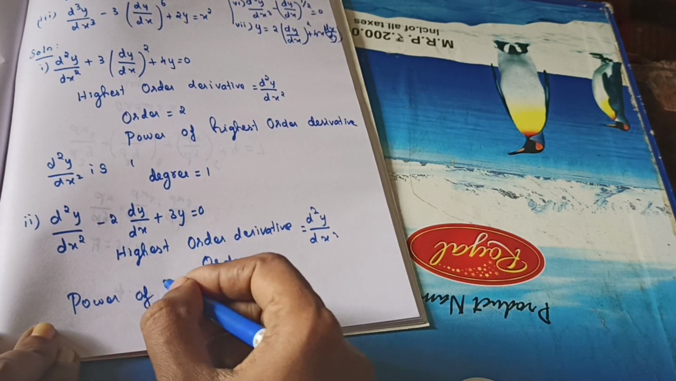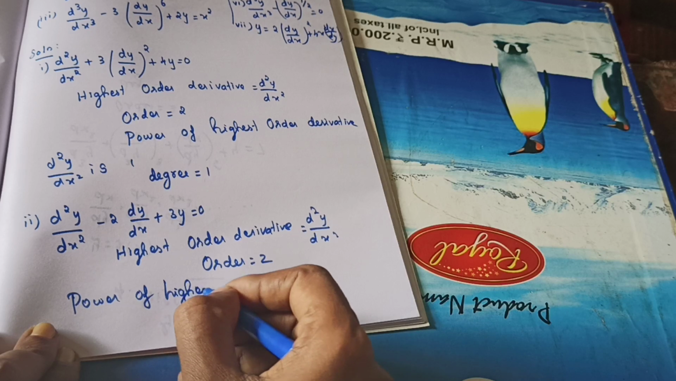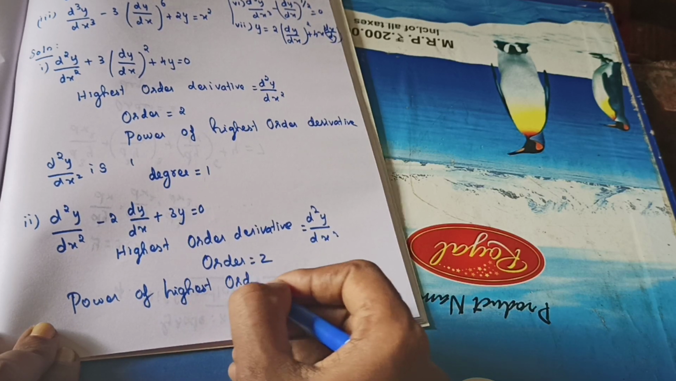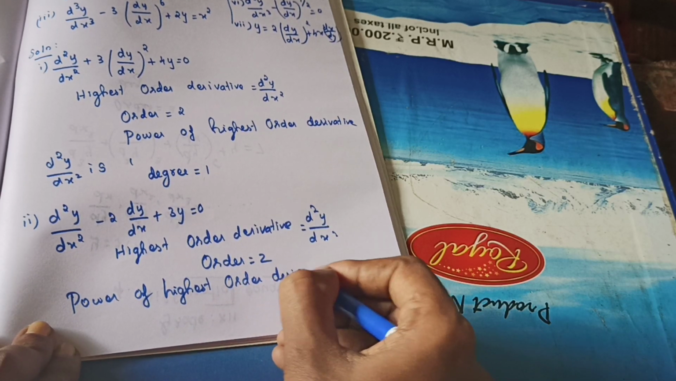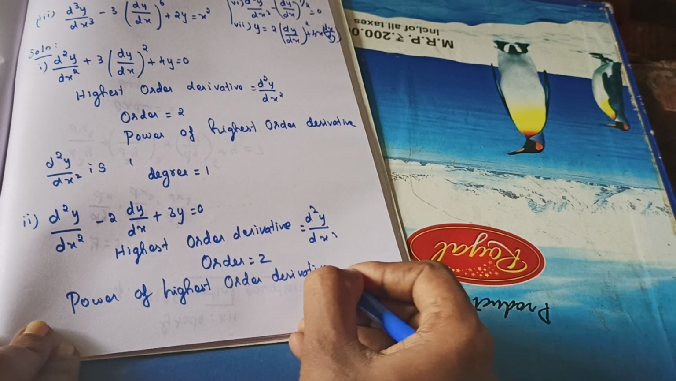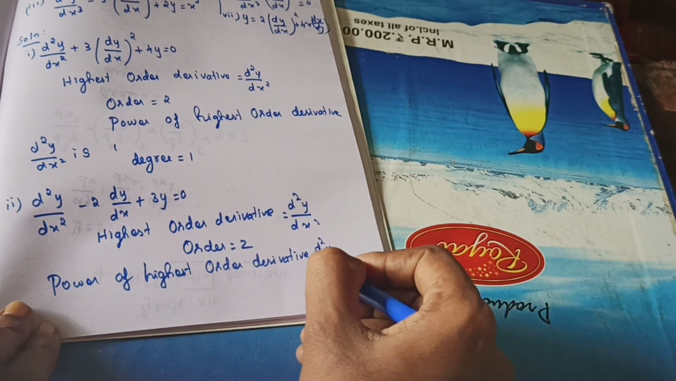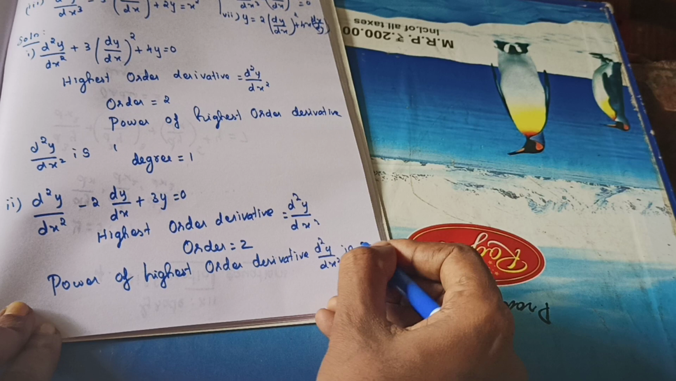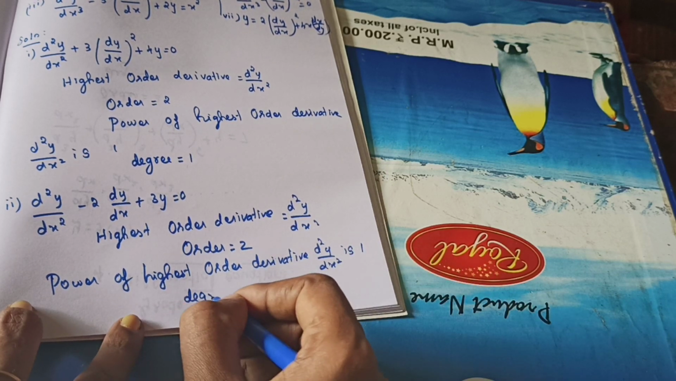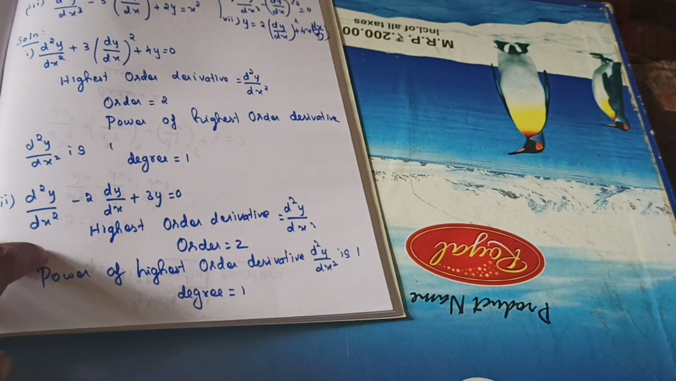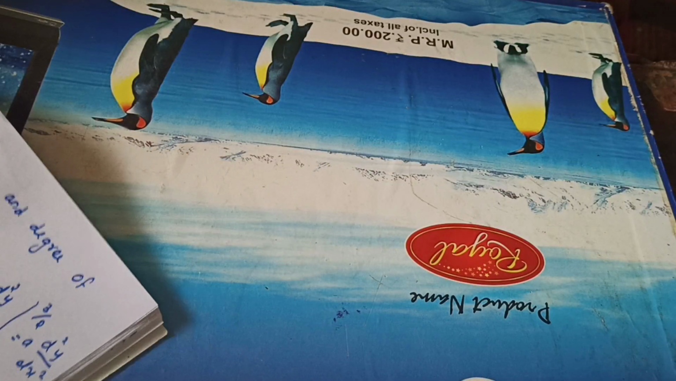Then what about the power? Power of highest order derivative. What's the power of d square y by dx square? Is 1. So what's the degree? Degree equal to 1. Understand? That's the answer. Okay, let's move to the next one, third one.